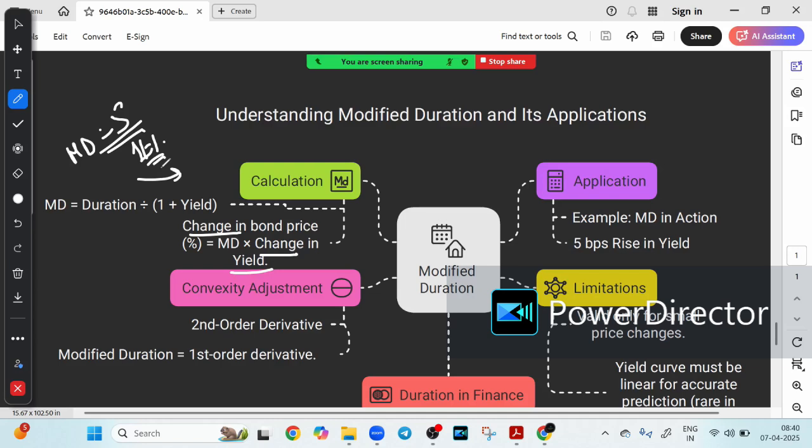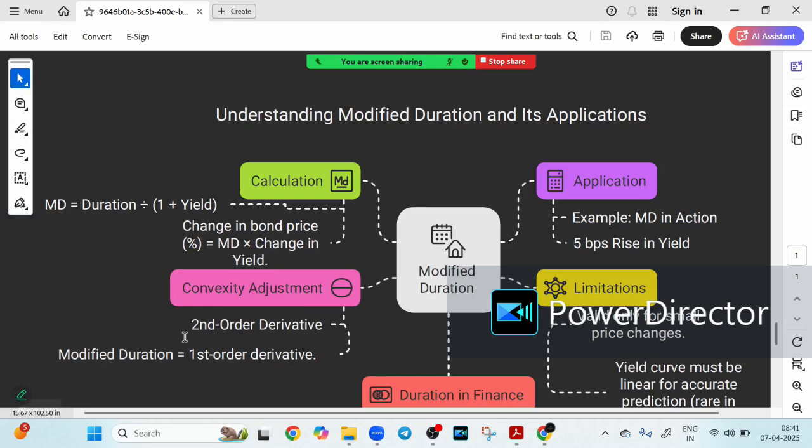Very much clear. Now friends, if you look at the convexity adjustment, you can see here. Modified duration is the first order derivative. It means that it shows the initial impact of a rate change. Remember, this modified duration is called the first order derivative, right? Because it shows the initial impact of a rate change. But for bigger non-linear moves, we need a convexity adjustment, which is called the second order effect, right? In simple terms, duration is a speedometer, while convexity means steering adjustment on the curve, right? So modified duration, remember, is the first order derivative, right?